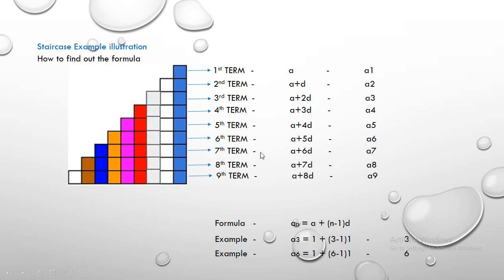Same way, if we take A6, the 6th term, how many bricks are there in the 6th term? If we count it manually, 1, 2, 3, 4, 5, 6. So if we apply the formula, we will also get the same number, that is 6.